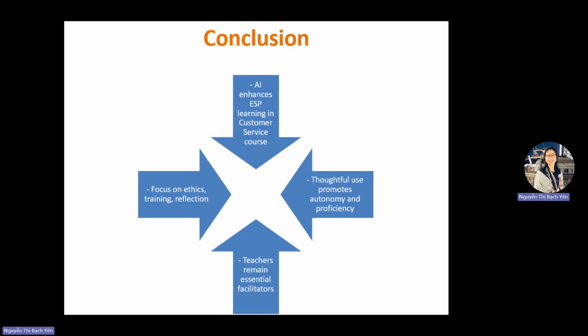We should train students. We should receive reflection from students after using AI. We should think carefully about using AI. Yeah. And when we think carefully, it means thoughtful use will promote autonomy and proficiencies in teaching and learning. The last one, teachers still remain the essential facilitators in the classroom.